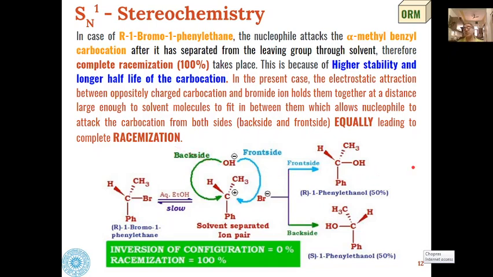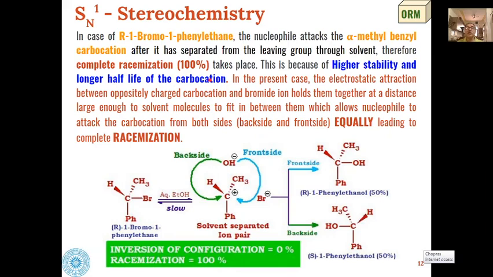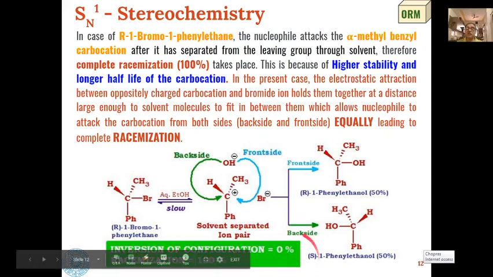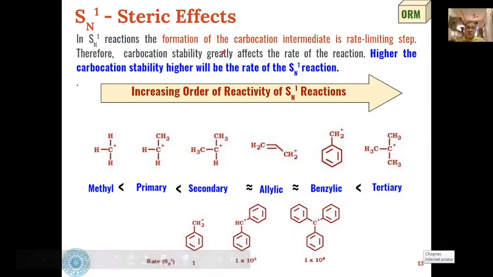So that means basically the amount of inversion in configuration is directly related to the stability of the carbocation. Higher the stability of the carbocation, higher will be the racemization, and lower will be the inversion of configuration. Then are the steric effects.